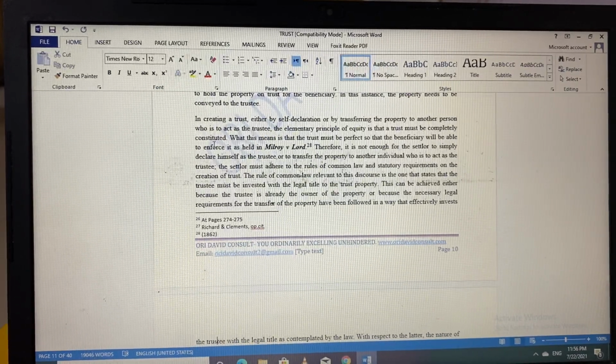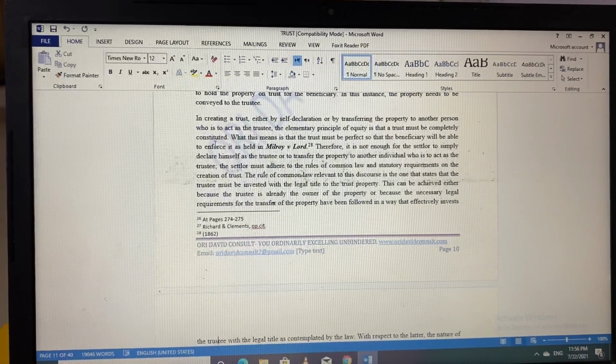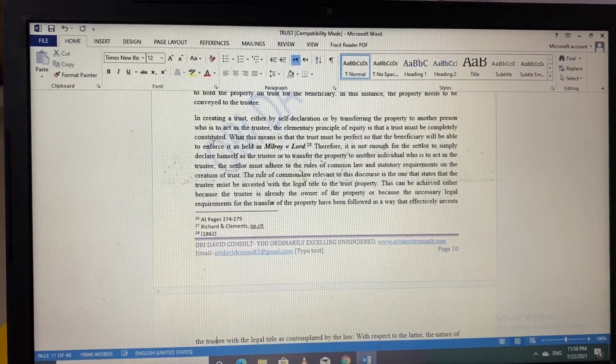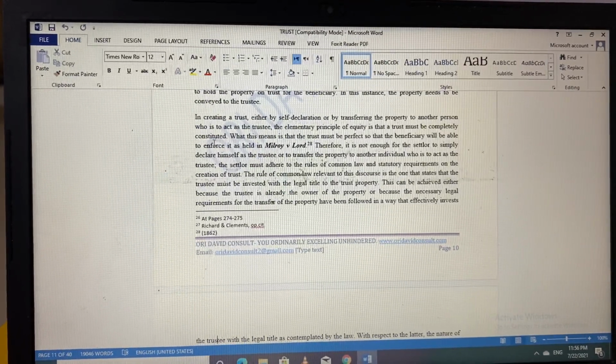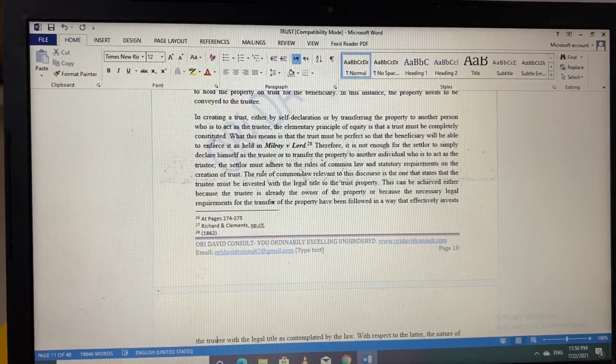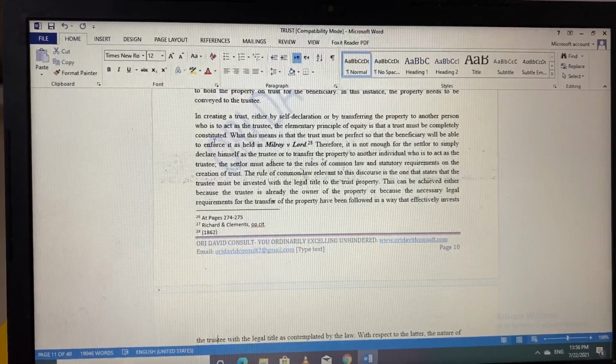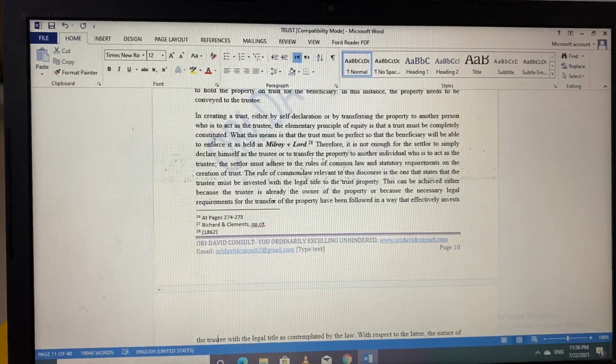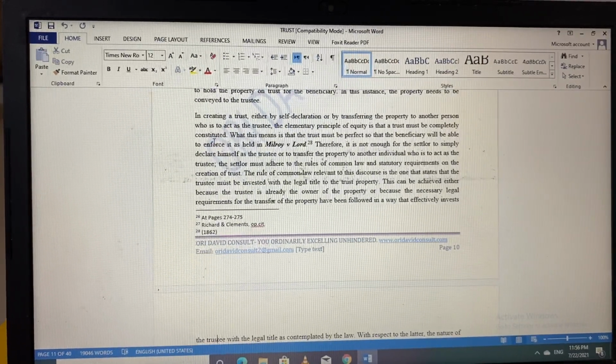Now, to answer the first question, what does it mean to completely constitute a trust? What it simply means is that the trust must be perfect, in that the beneficiary must be able to enforce it. But that is also a more complex way of explaining what this expression means.